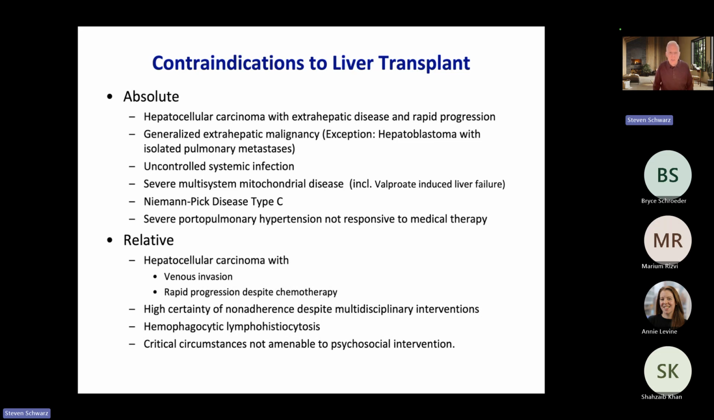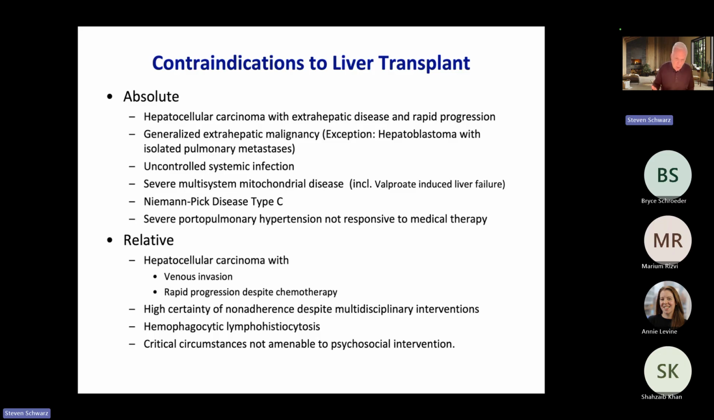The absolute contraindications include hepatocellular carcinoma with metastases and rapid progression, a generalized extrahepatic malignancy. The exception, and this you may have to know, is hepatoblastoma with isolated pulmonary metastases. This is a group that has a favorable prognosis, and this is a group that may undergo transplantation. Patients with uncontrolled infection, with multi-system mitochondrial disease, Niemann-Pick type C, and severe portopulmonary hypertension not responsive to medical therapy. Those would be your absolute contraindications.